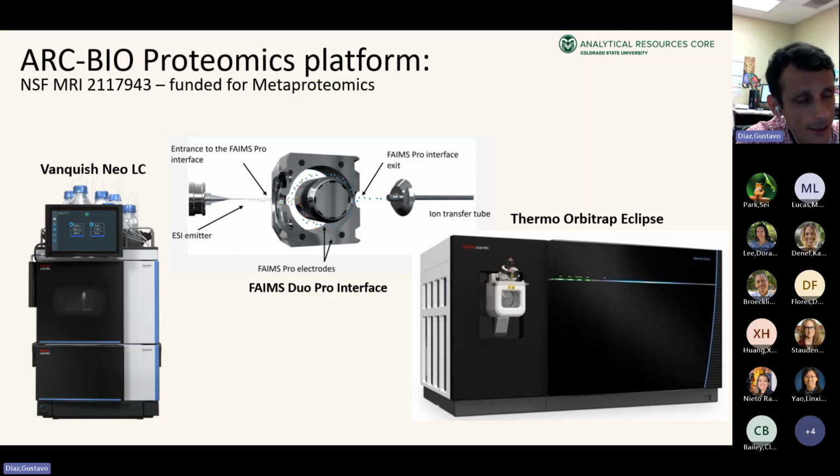So this is the instrumentation that we have. This was funded for us to improve our capacity to do metaproteomics, and it's a collection of instruments: a liquid chromatography, Vanquish Neo, on the left, and a Thermo Orbitrap Eclipse, a mass spectrometer, or it's a Tribrid. It has 3 mass analyzers in a single instrument, and we have this famous FAIMS Pro interface, which allows for an orthogonal separation relative to both the LC and the MS. And it's especially useful for highly complex samples, such as the metaproteomic samples.